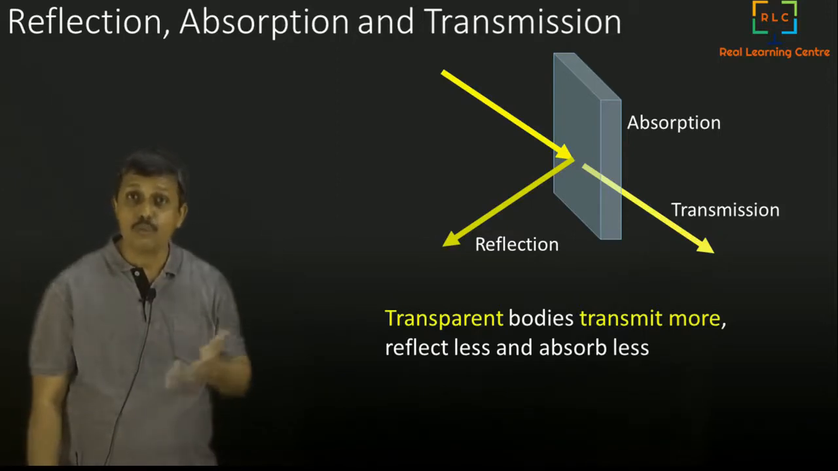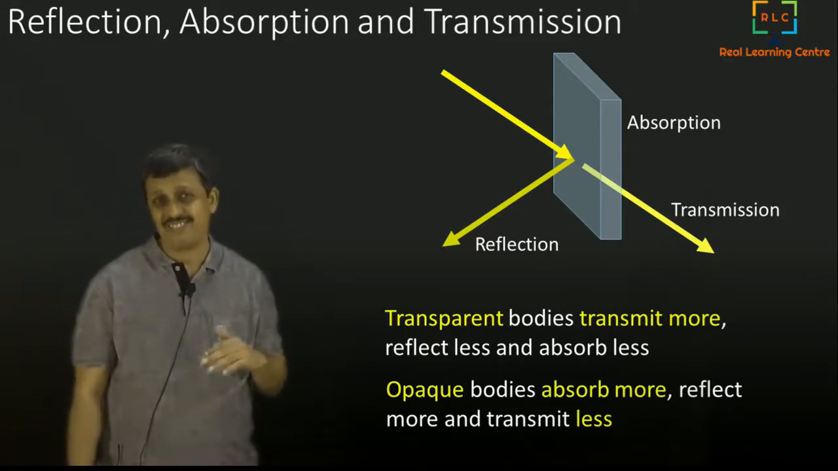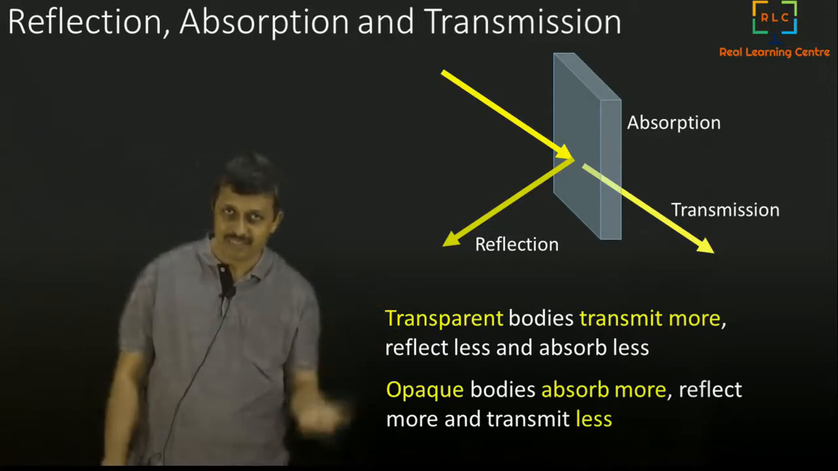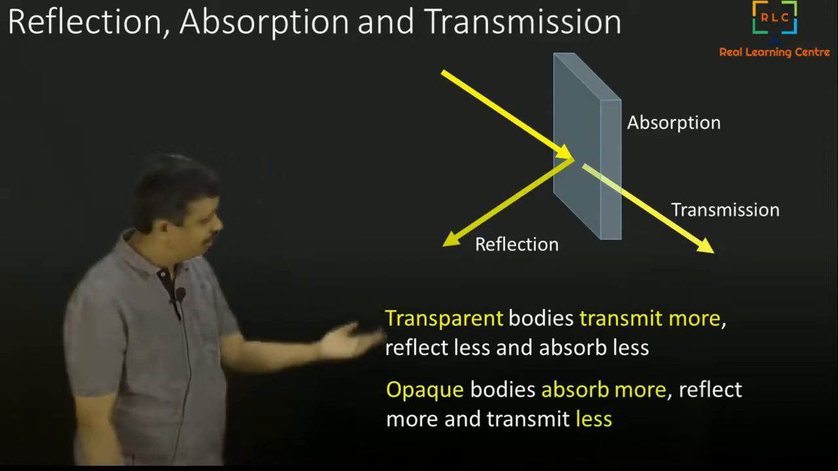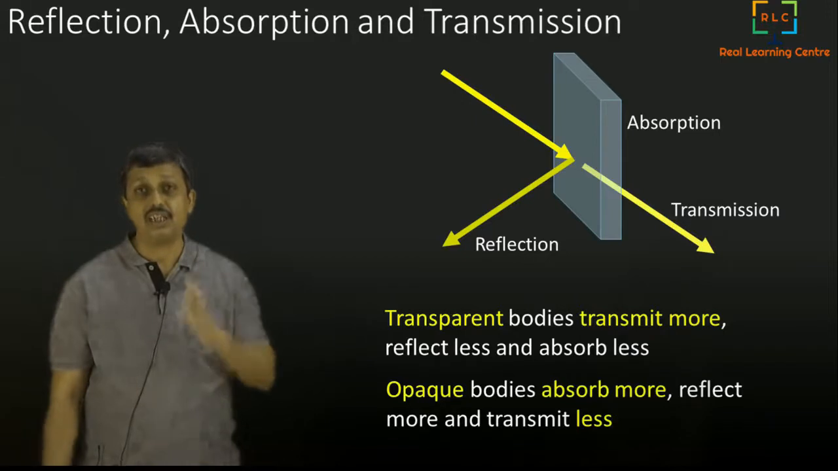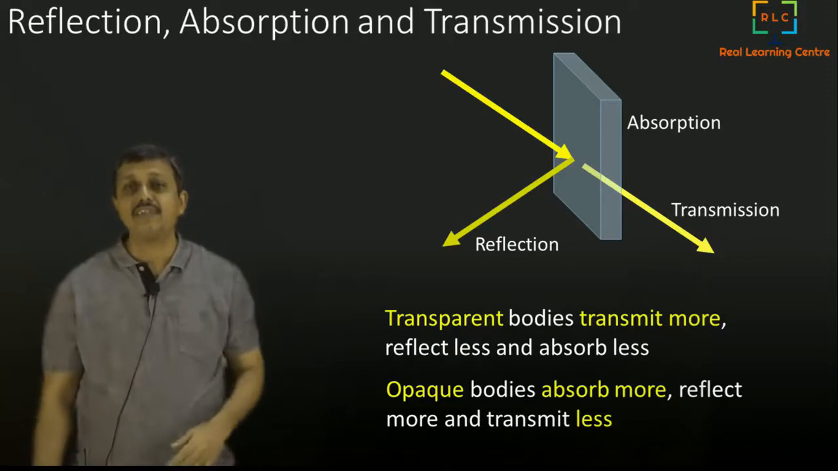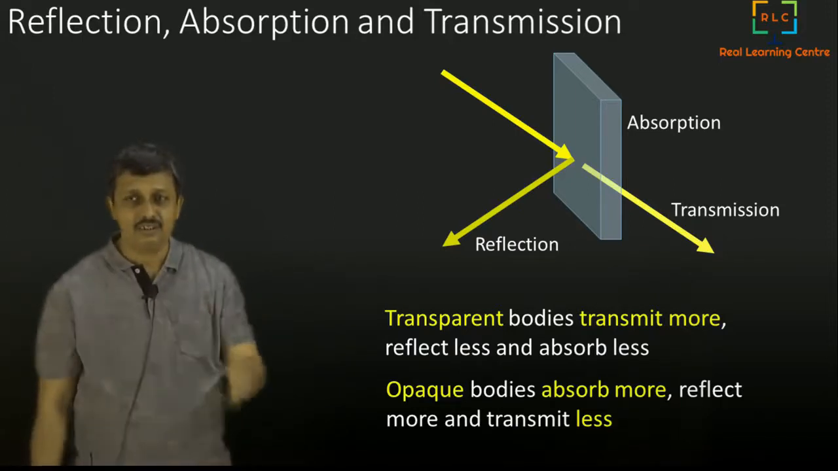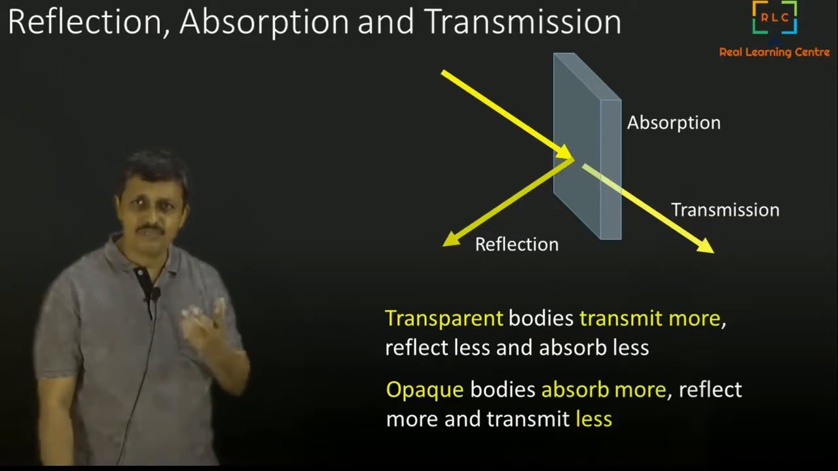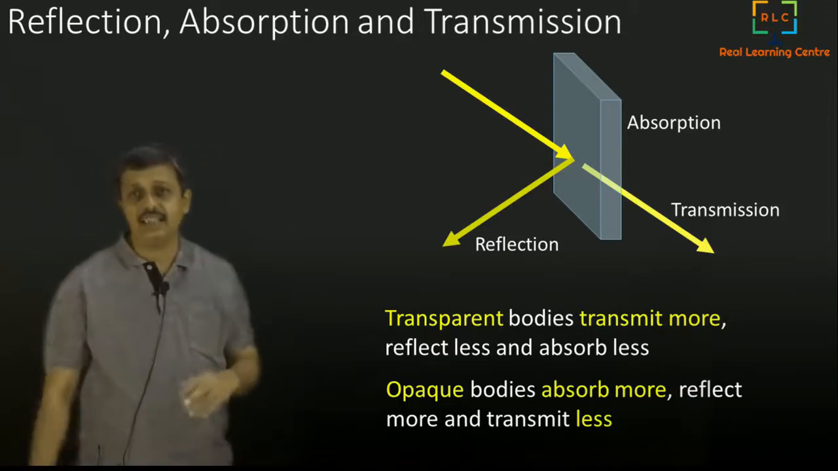Whereas in the case of an opaque material, it absorbs more. It reflects also, sometimes more, sometimes less, depending on its color. And it transmits very little. That's why it is called opaque. If it transmits, then you can see the other side. If it doesn't, then you cannot see the other side. So opaque materials have very little transmission. Though a little bit may be there, we cannot see it, it is so faint. So every material is like that.